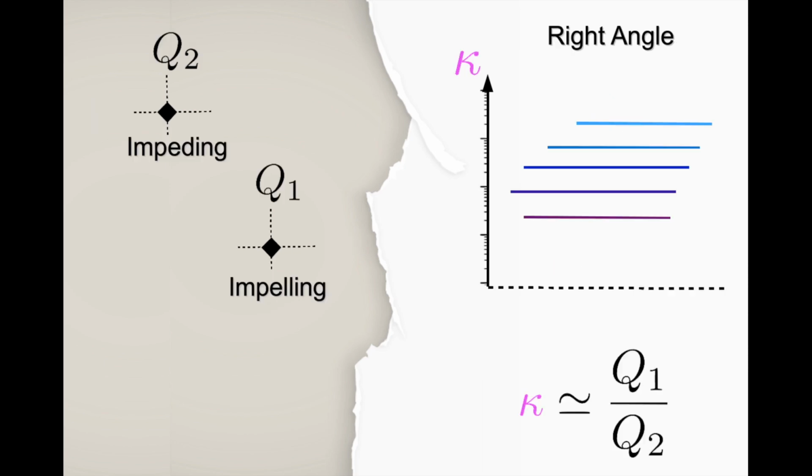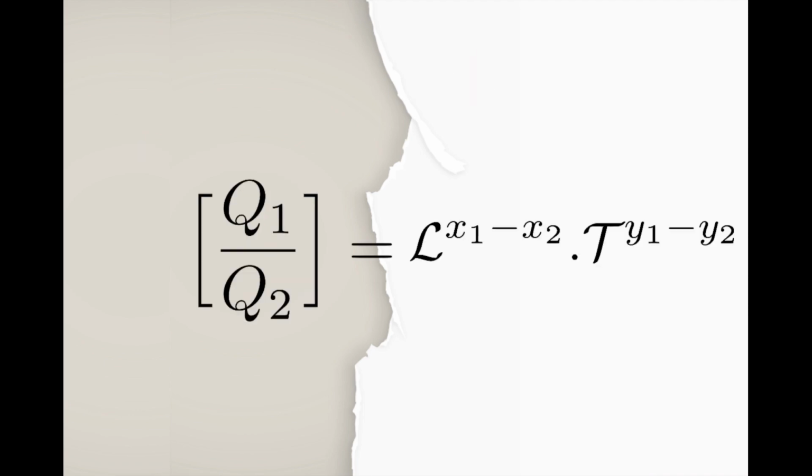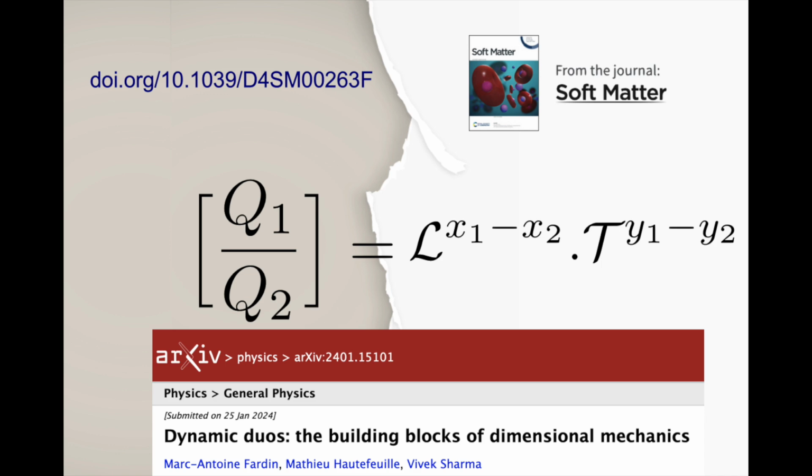Once we select the right angle, the ordinate of each line is set by the value of the mechanical ratio in that case. And if we use this ratio as our objective unit, all data collapse on the same master curve. This introduction to objective units concluded our tour of the connection between pairs of mechanical quantities and their effects in the kinematic plane. For a more in-depth summary of these first 8 episodes, you are invited to check our review about these fascinating dynamic duos.